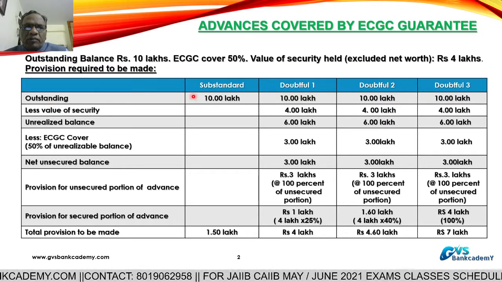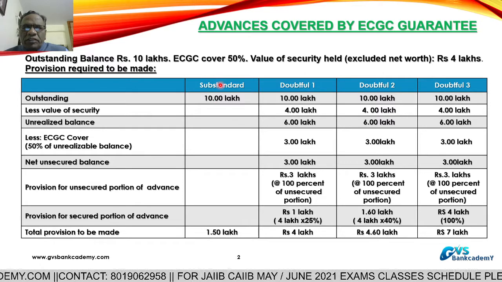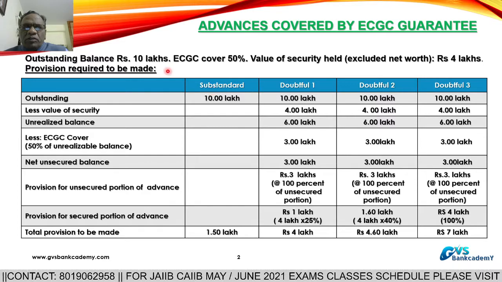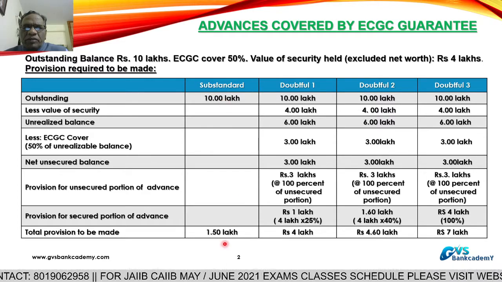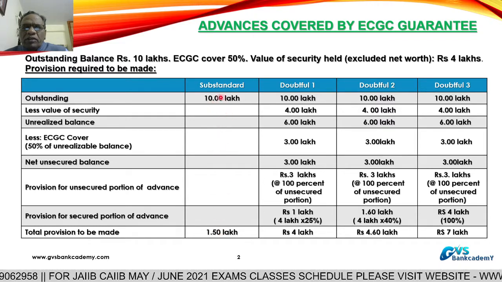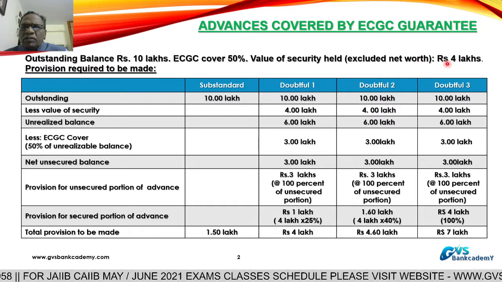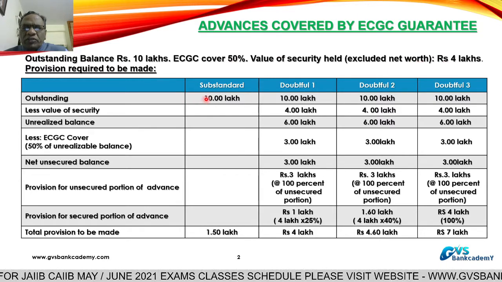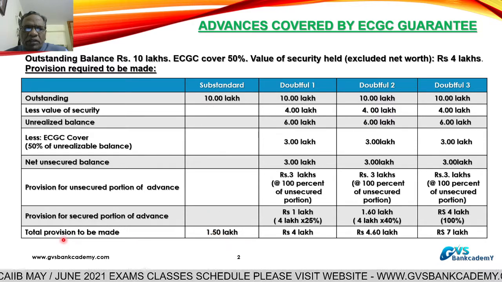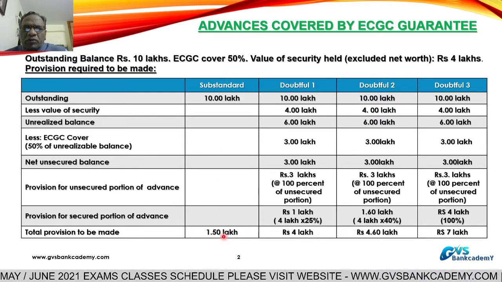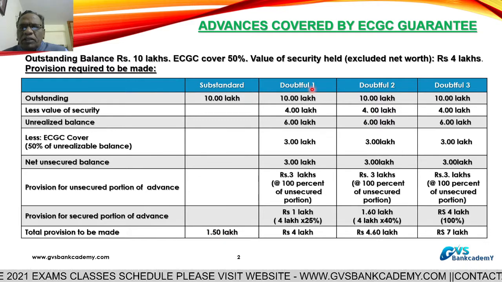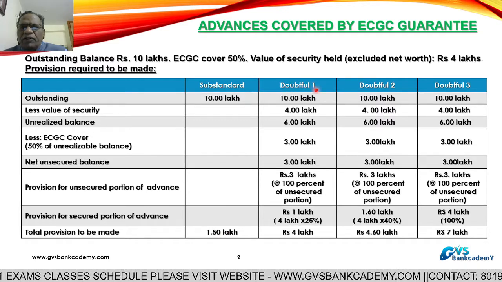So in this case the outstanding balance is 10 lakhs. If it is a substandard account, what is the provision? Outstanding balance of 10 lakhs into straight away 15%, without taking into account the value of ECGC cover and collateral security. 10 lakhs into 15% is 1,50,000. If the account is in the substandard category, the provision is 1,50,000.